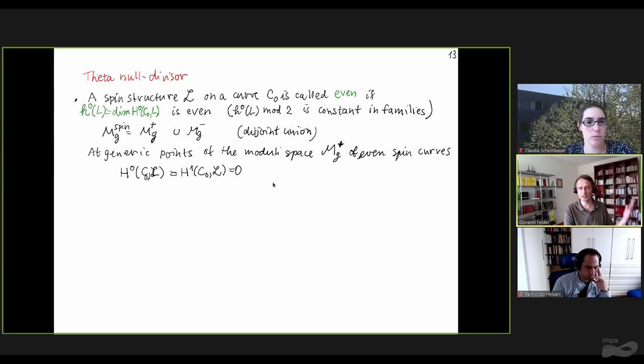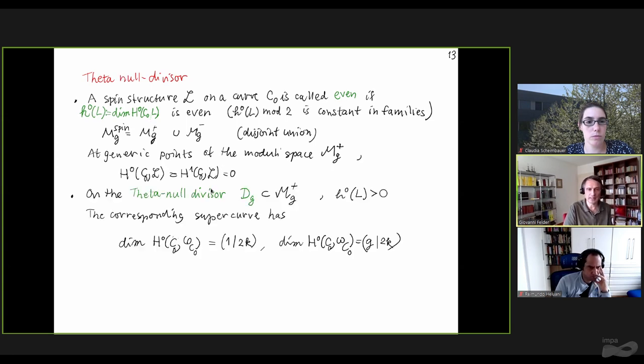Correspondingly, you have this decomposition I was talking about of the supermoduli spaces. At the generic point of this moduli space, you have no sections. This even number is 0. But on this theta null divisor, it is 2 at the generic point, but it can also be higher. So this is a higher genus phenomenon. It starts with genus 3 and so on. So you don't see it at genus 1 and 2.